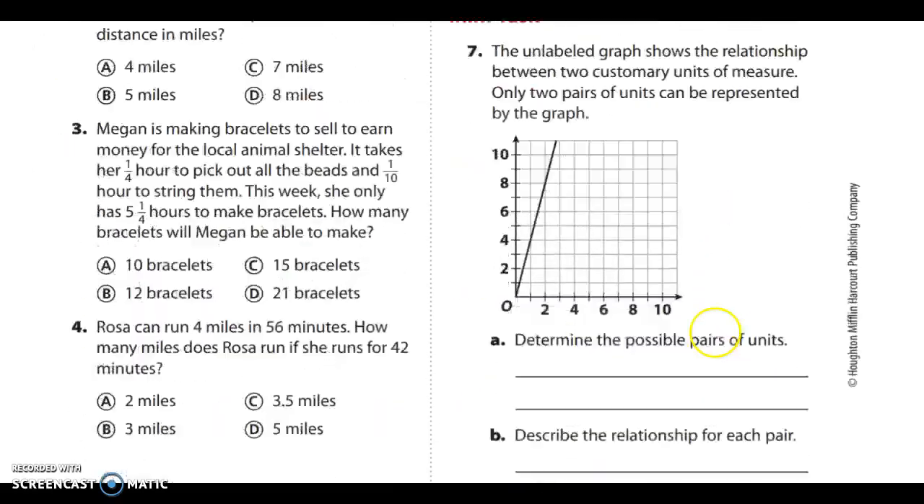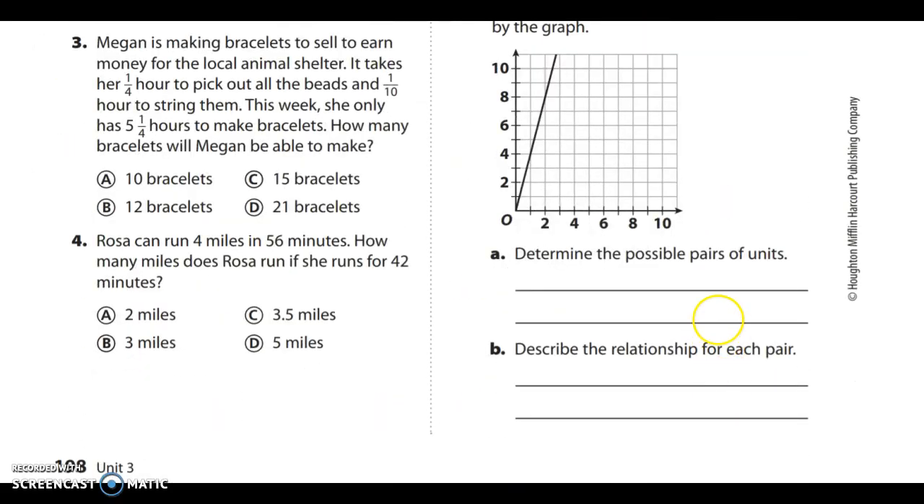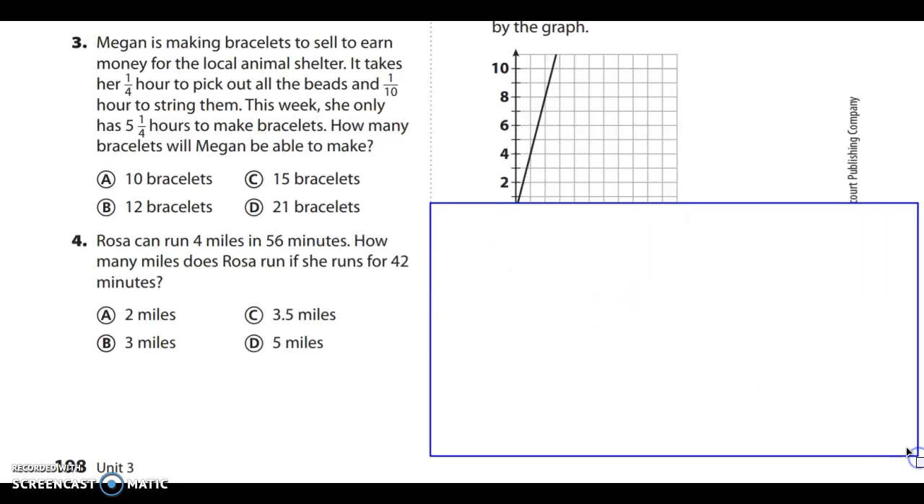All right, so let's start at number 4. We'll do 4 through 7, then we'll work back and do number 3 at the end. Rosa can run 4 miles in 56 minutes. How many miles does Rosa run if she runs for 42 minutes? This is kind of tricky unless you know what to do. So let's talk about this.